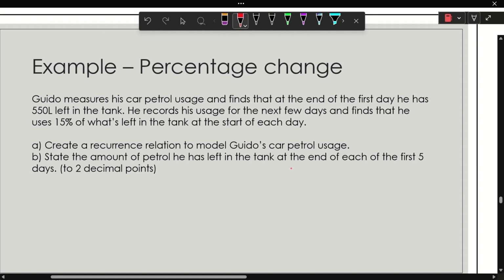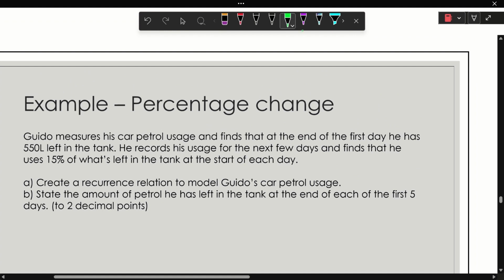Okay, so let's look at this example. It says here Guido measures his car petrol usage and finds that at the end of the first day, he's got this much left in the tank. He records his usage for the next few days and finds that he uses 15% of what's left in the tank at the start of each day. So, Sporry, you haven't been here, right? But if I was to ask you, logically speaking, what's happening in this scenario? Is his petrol amount increasing or decreasing? Decreasing.